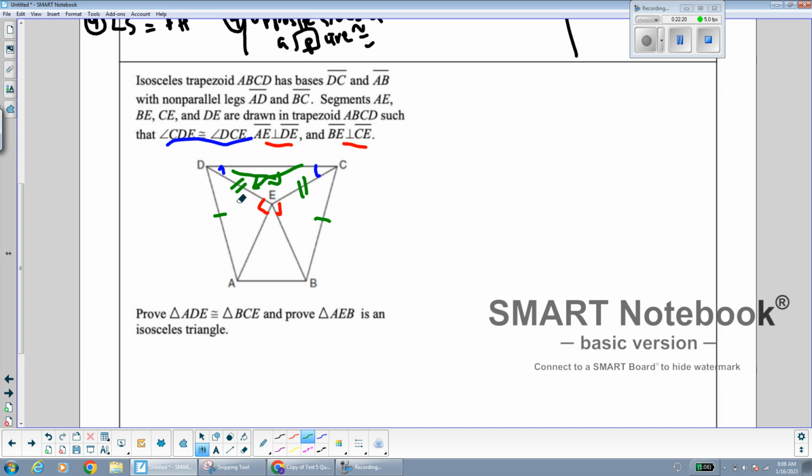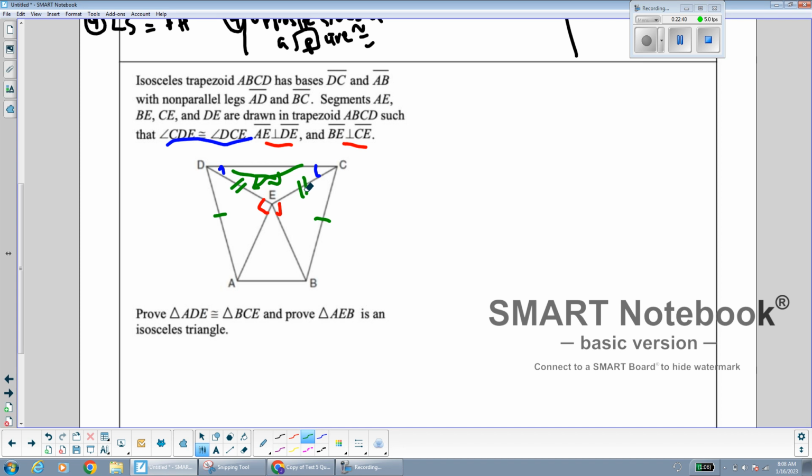I don't have side angle side because the angle is not directly in between the two sides. It's side side angle, or SSA, which is a bad word spelled backwards. So it's not valid. But what we do have are right triangles, congruent hypotenuses, and congruent legs. So what I do have here is HL.